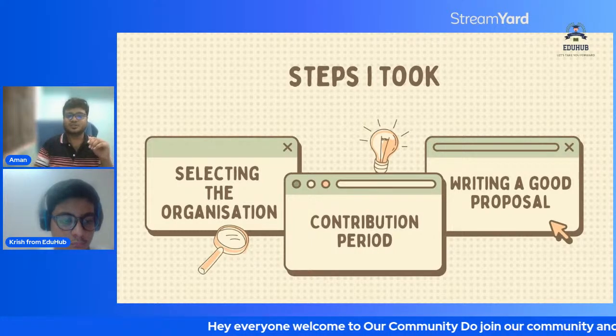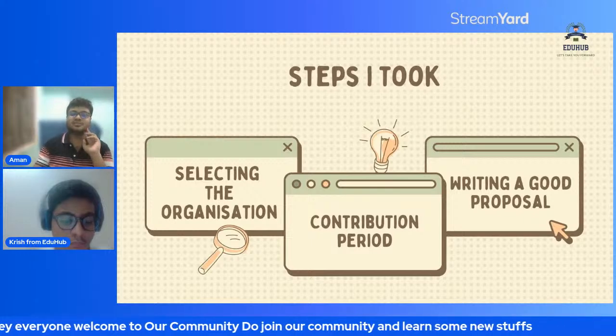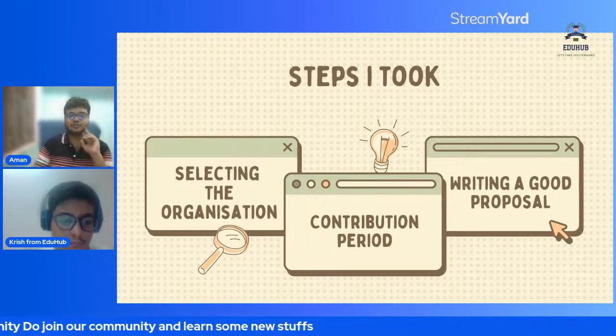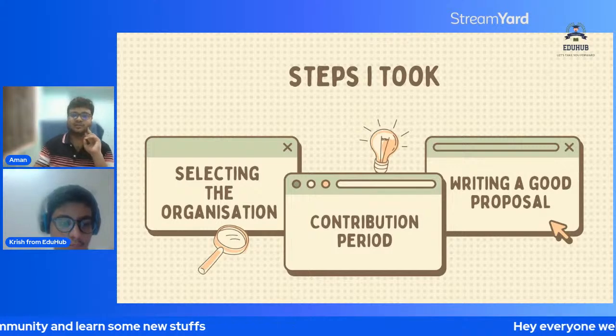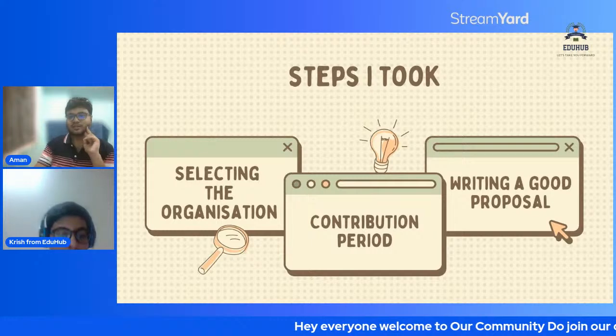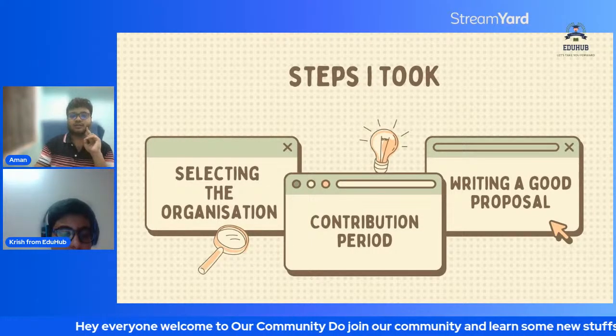And the second period was the contribution period. So this is the time when you decide, okay, this is the organization I'm going to be passionate about and work with and try for GSOC. Then you can start having a look at their GitHub repositories, find something that inspires you, interests you, and is in the range that you can learn and try to contribute.